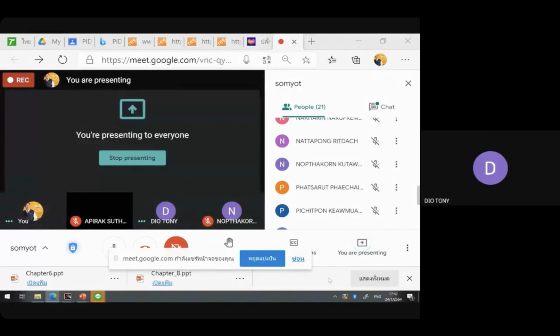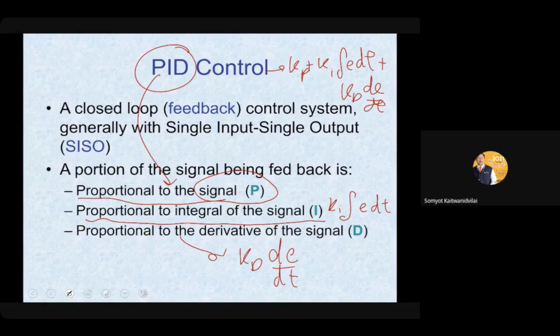Okay. I told you about PID. What is the meaning? P is a constant gain, proportional means constant, I means integral of the signal, and D means differentiate of the signal. So PID means Kp plus Ki multiplied by integration plus Kd multiplied by differentiation. I will show you why it's very popular and still used, 95% of the time now, as PID.